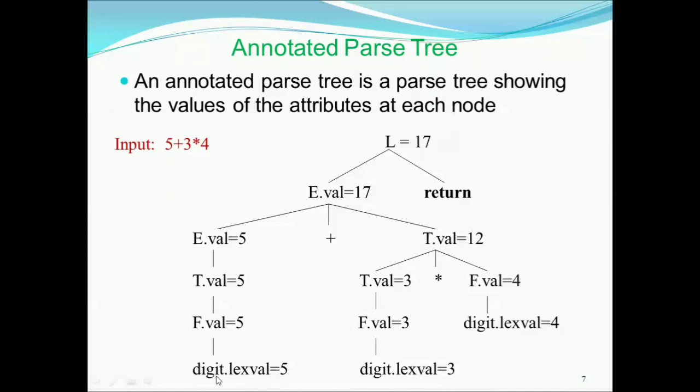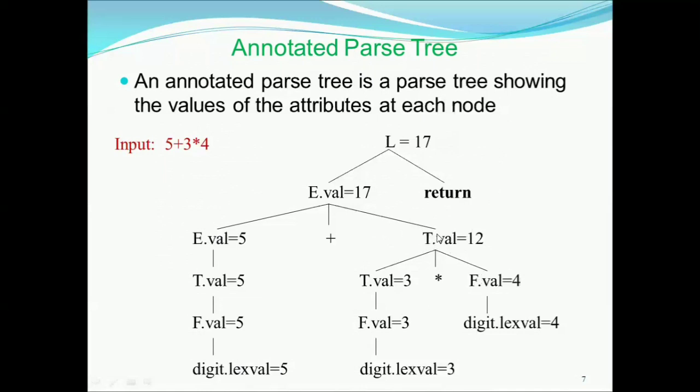Now, the digit.lexval is nothing but the value that the lexical analyzer is going to return for this particular digit. So the number value will be assigned to this digit. This value will be passed to the F. This value will be passed to T. This value will be passed to E. So once you get this E.val, similarly you get the value for other symbols also.